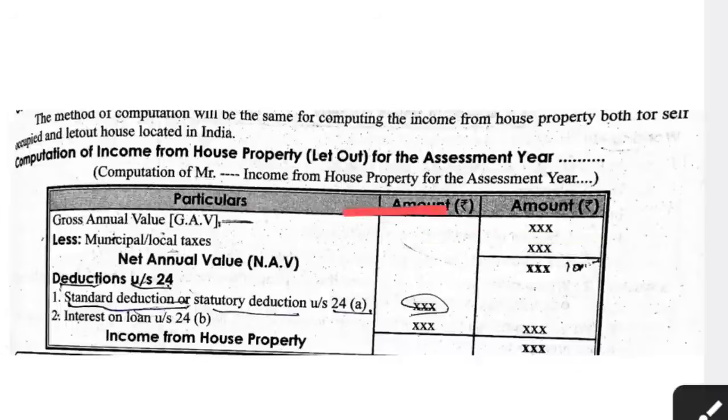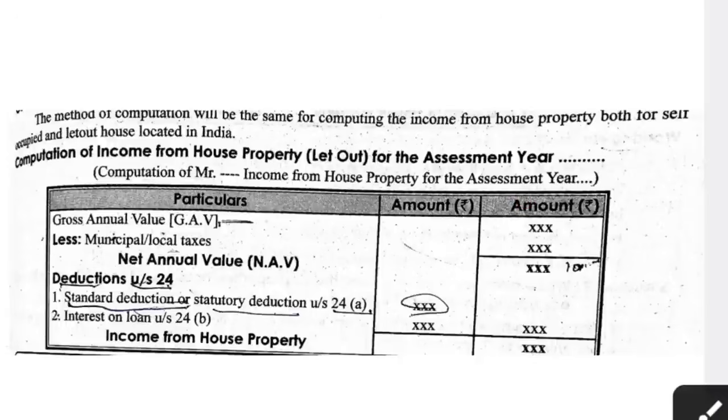From GAV, you need to deduct the municipal expenses or municipal taxes or local taxes. After deducting, you will get the NAV, that is net annual value. Municipal taxes they will give in the question. GAV we need to calculate. If you deduct both, you will get NAV.